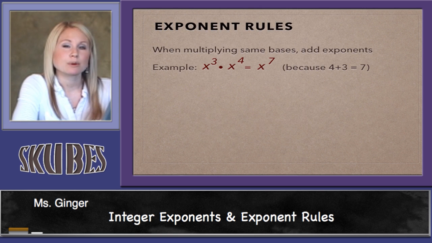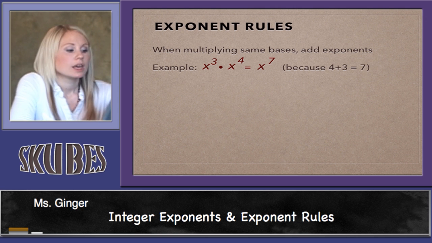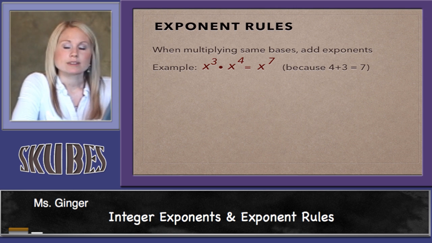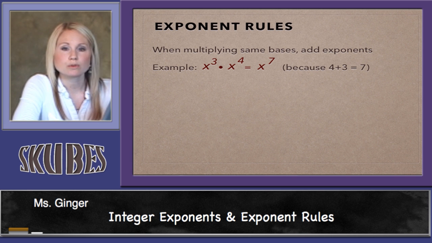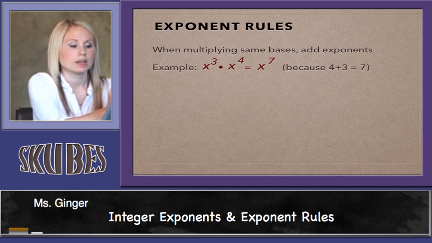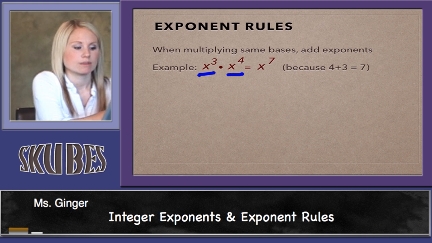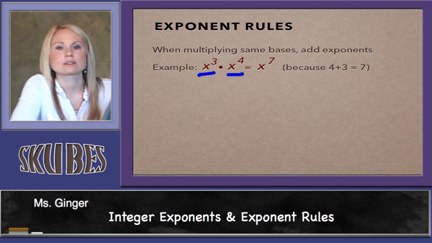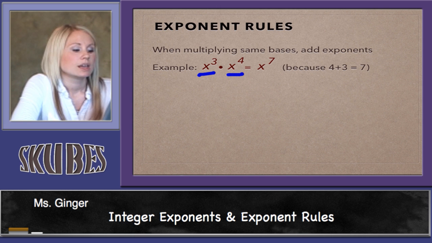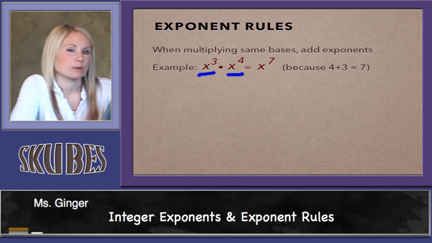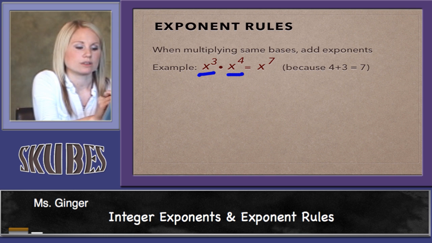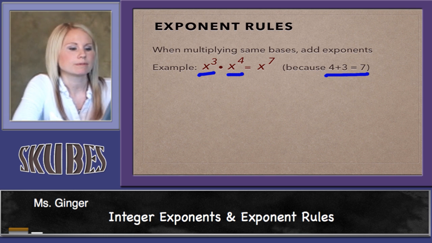Okay, let's go over some exponent rules when we are simplifying exponent problems. If you have the same bases and you're supposed to multiply those terms, the rule is to add your powers. So here I have x to the 3rd times x to the 4th, and my bases are the same. They're both x. So I need to add those powers to figure out what that answer should be. The answer here is x to the 7th, since 4 plus 3 equals 7. Very simple.